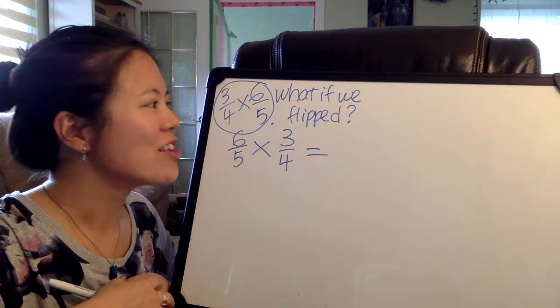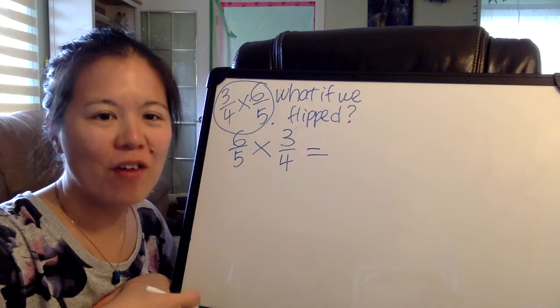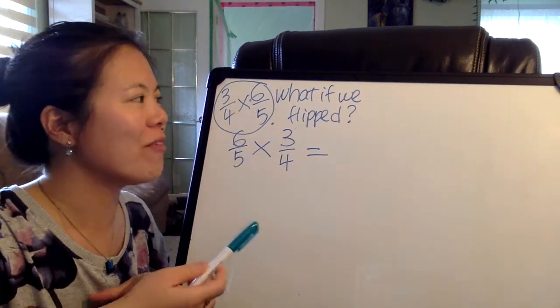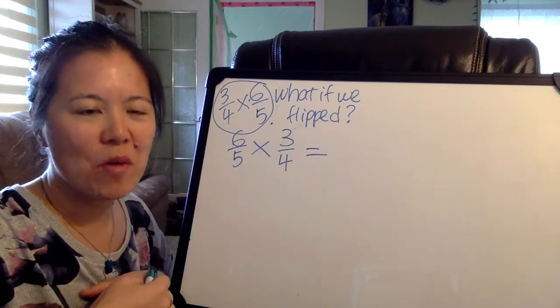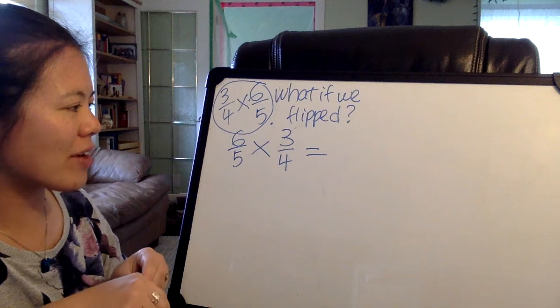Hi, I'm back. So we're still doing multiplication of fractions, and I asked in the last video, what if we flip the two fractions? What happens? Can we still represent it using the area model?